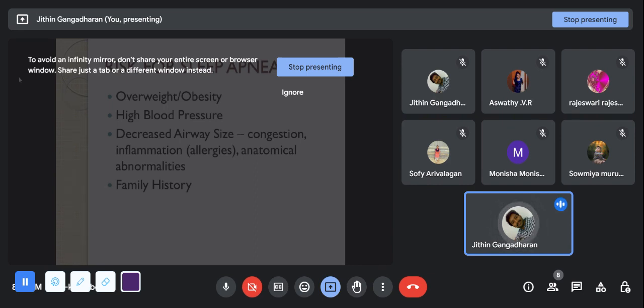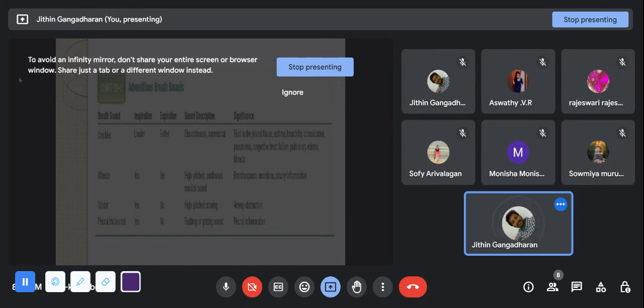So we are doing the assessment portion of the respiratory system. In case of sleep apnea, being overweight may be a reason. Obesity may lead to sleep apnea. Other factors include high blood pressure patients, decreased airway size, congestion of the respiratory system, allergies in the respiratory system, and anatomical abnormalities.